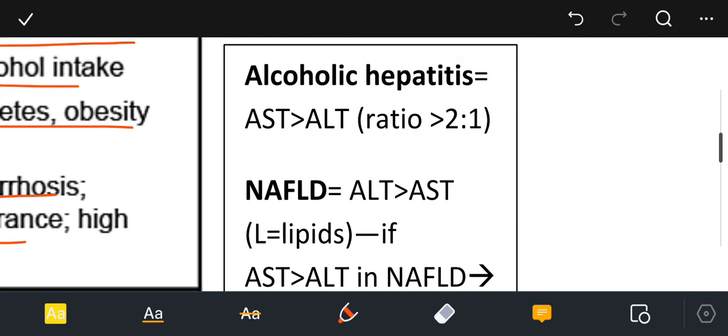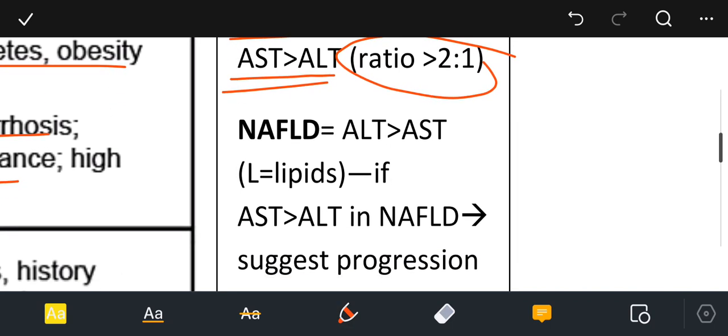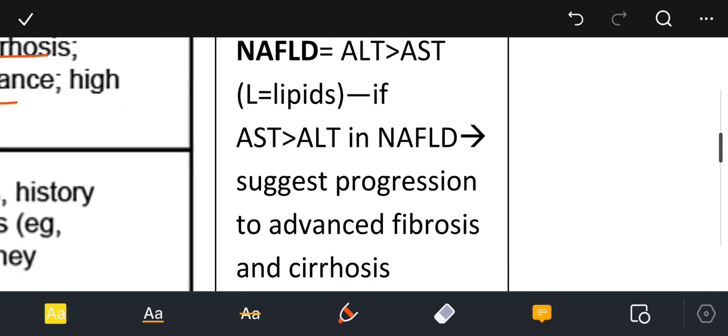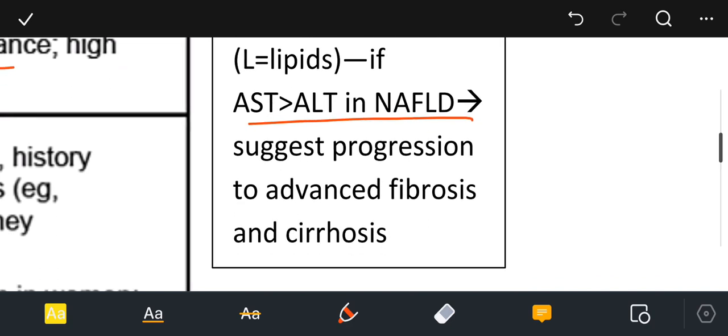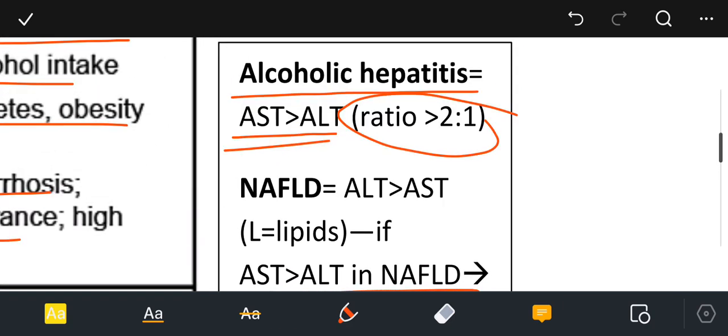Alcoholic hepatitis, AST more than ALT. In alcoholic hepatitis, the AST to ALT ratio will be more than 2 to 1. In non-alcoholic fatty liver disease, ALT will be more than AST, right? So L is for the lipids. If AST is more than ALT in NAFLD, it suggests progression to advanced fibrosis and cirrhosis. Now, normally if you are talking about alcoholic hepatitis, the AST is more than ALT, right? But if you are talking about non-alcoholic fatty liver disease, it is ALT which is more.